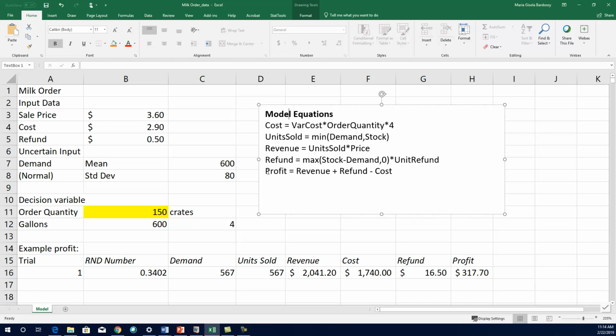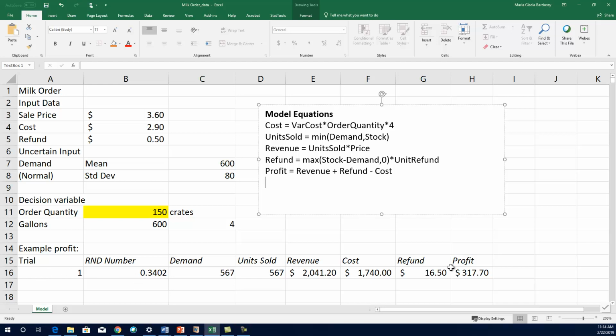And then lastly, I have the profit. So now that I have all those calculations done, I can calculate the profit, saying that it's going to be equal to the revenue plus the refund minus the cost. Okay, so those are the model equations that I'm going to use here in Excel to do the calculations.